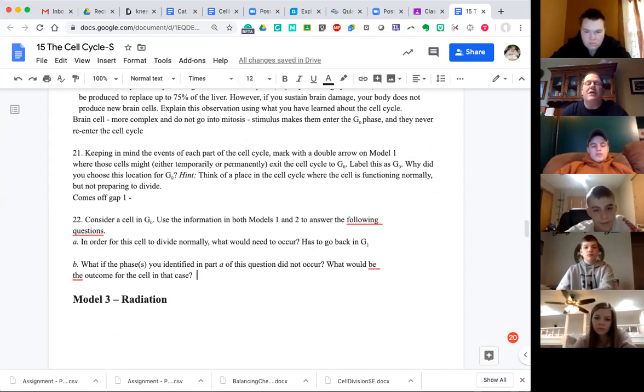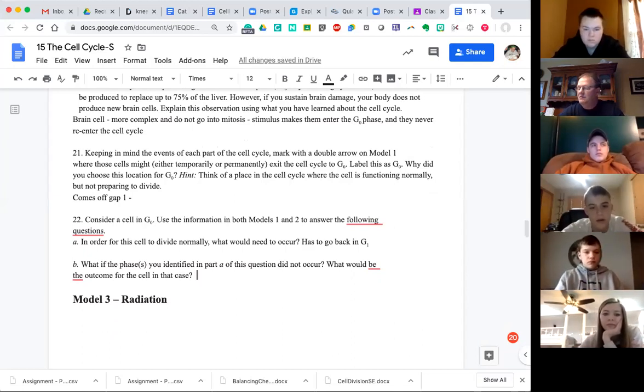Okay, what if the phases you identified in part A did not occur? What would be the outcome for the cell in that case? It wouldn't divide normally because it would be too small. Correct.